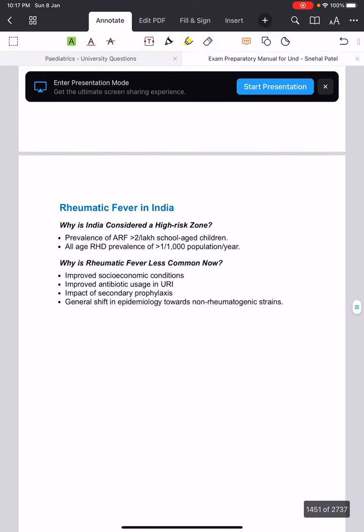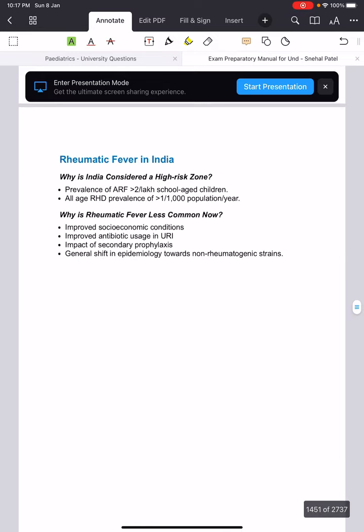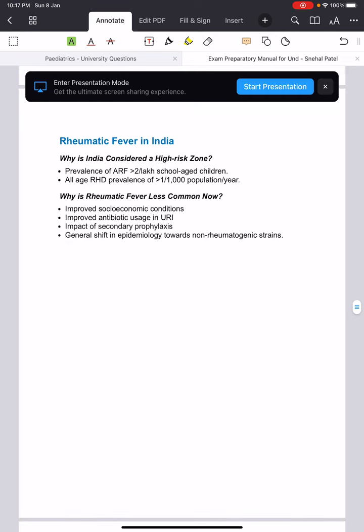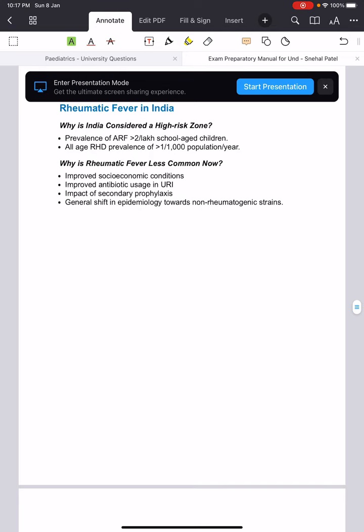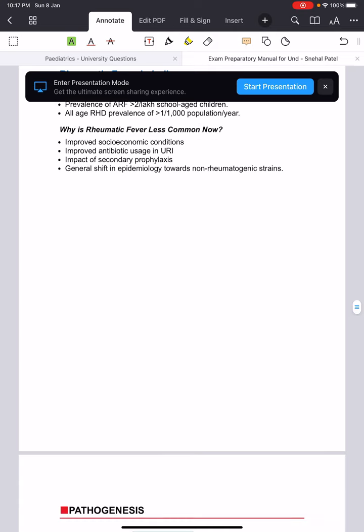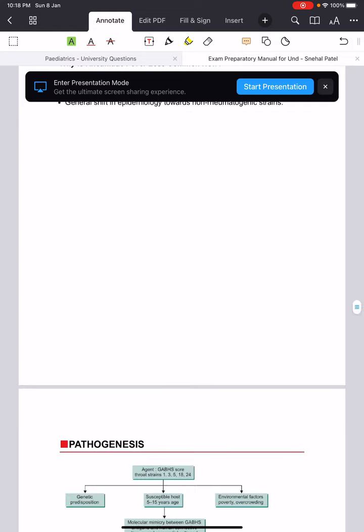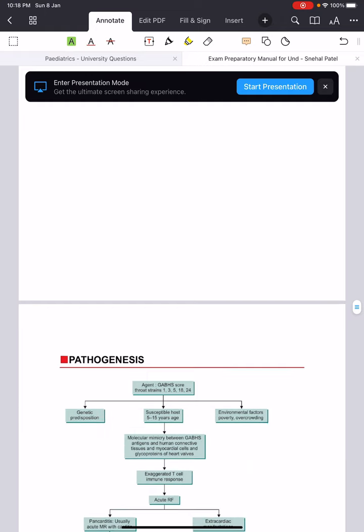Now, rheumatic fever in India. Why is India considered a high risk zone? Because prevalence is more than 2 lakh school aged children. Why is it less common now? Because of improved socioeconomic conditions, improved antibiotic usage, the impact of secondary prophylaxis, and a general shift in epidemiology. Socioeconomic conditions have improved, antibiotics are present, and secondary prophylaxis is also impactful. That's why.